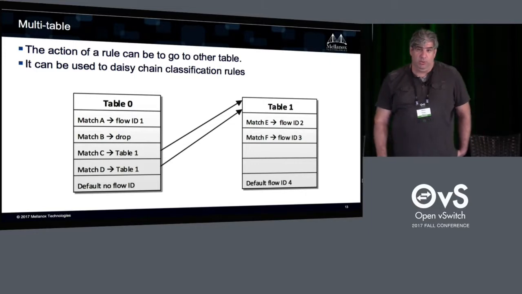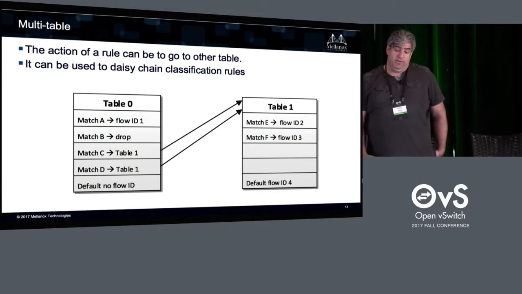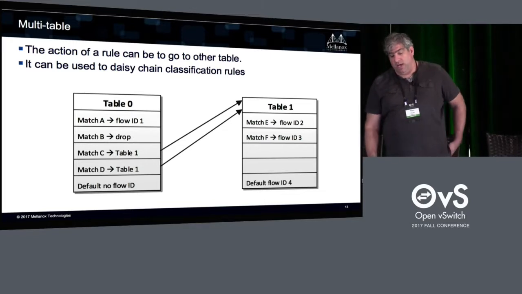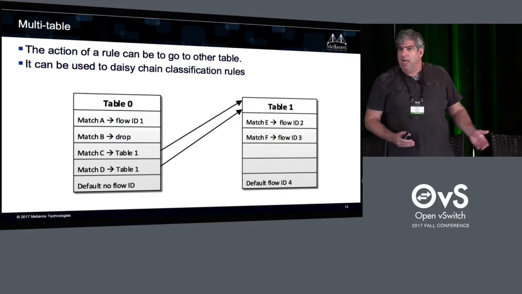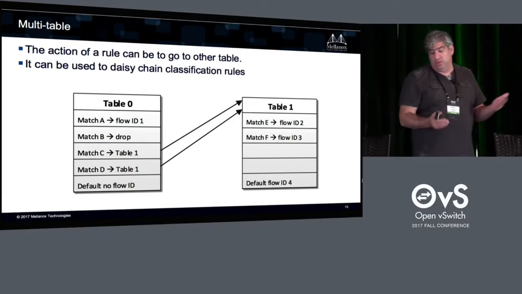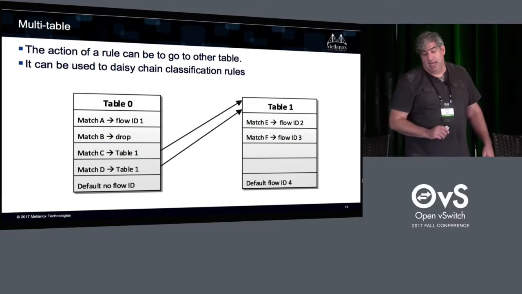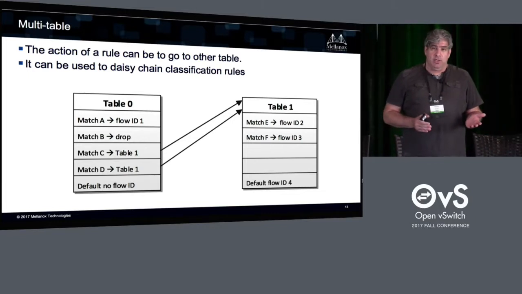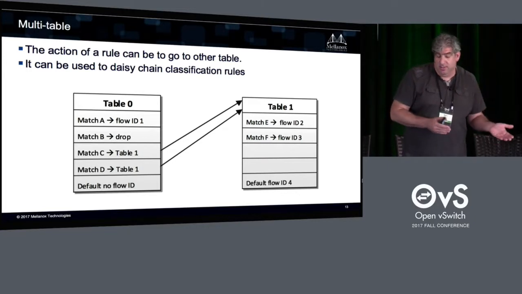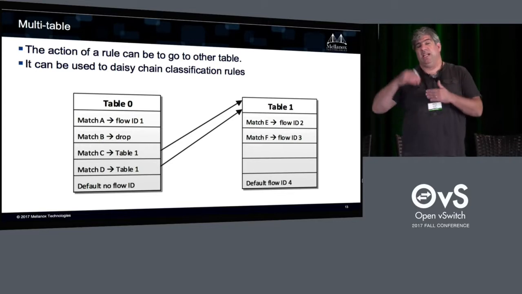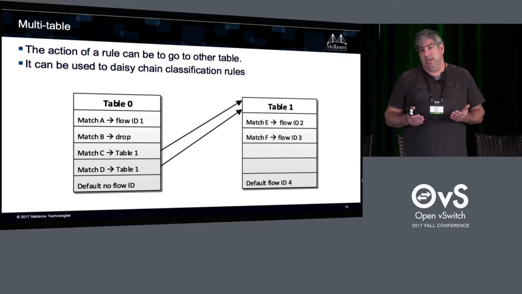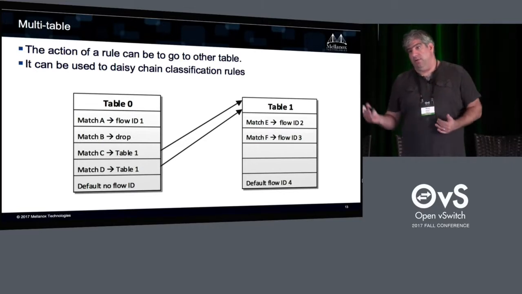OK, so in order to do that, we need a kind of multi-table. So that's what we're doing in the hardware. We have a table. We classify. And the action we used before was to set a tag ID, a flow ID. And if we're not yet done with the packet, we know that we need to recirculate, reclassify again on the inner packet. So the action will be go to another table.